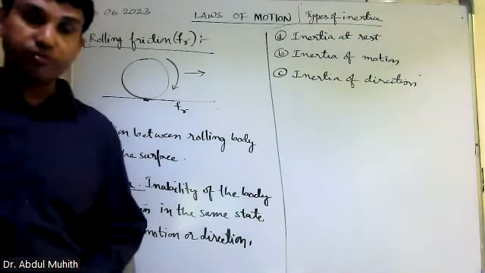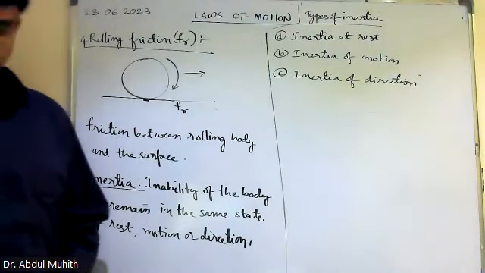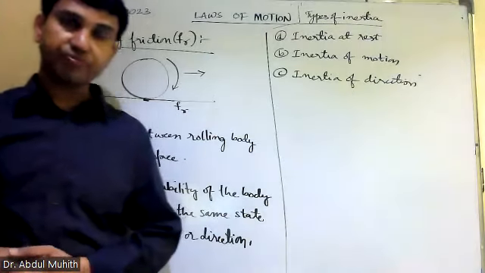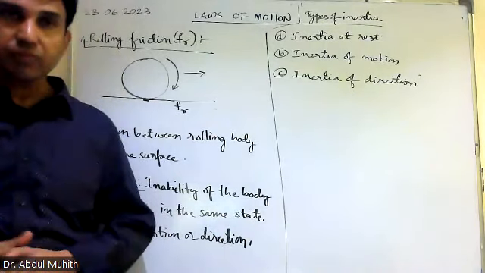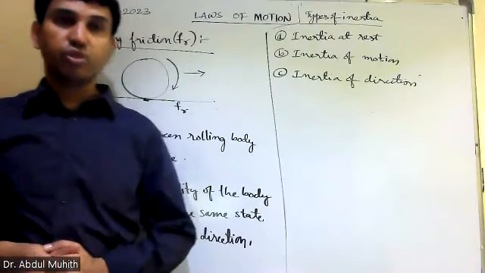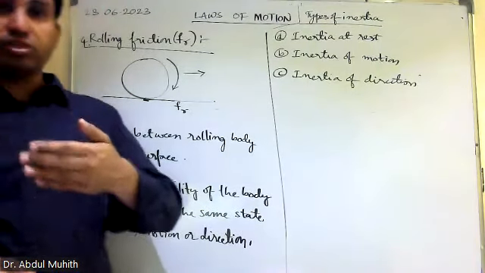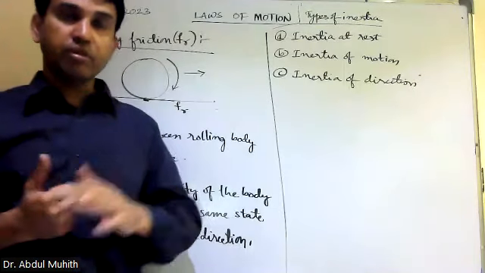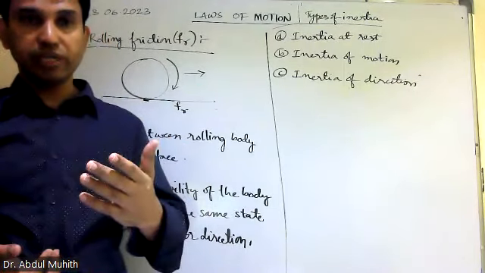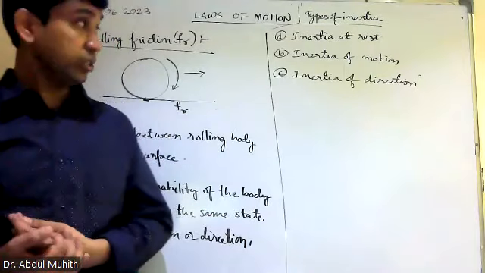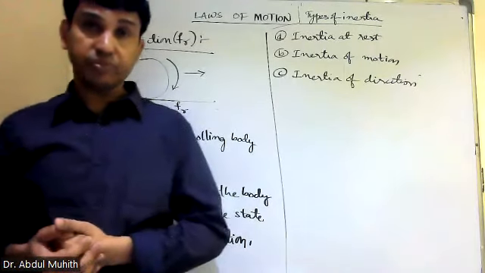Inertia of rest means what? Suppose the body is at rest, like you're sitting in the bus, and the bus started moving. So what happens for a moment, you will go back, is it not? You just go back and then come back. Even though the bus has started, still you are in the same state of rest. That is said to be inertia at rest.